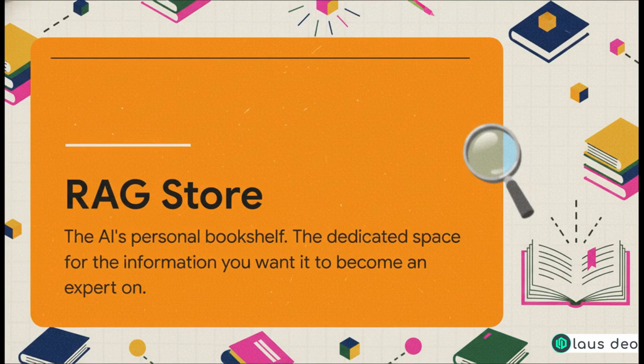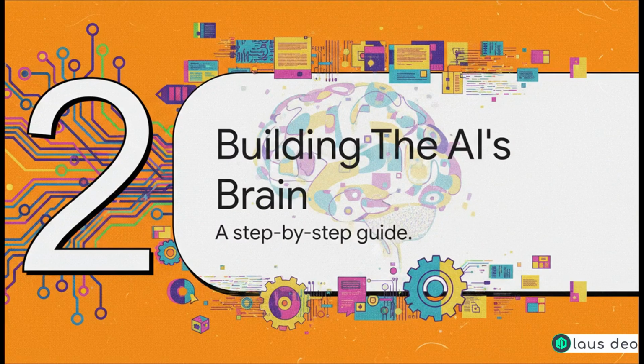Okay, so the fancy technical term for this is a RAG store. It stands for Retrieval-Augmented Generation. Yeah, I know it's a mouthful. Let's just call it the AI's personal bookshelf. It's the dedicated little library where we stick the exact information we want our AI to become a total genius on. All right, so how do we actually do it?